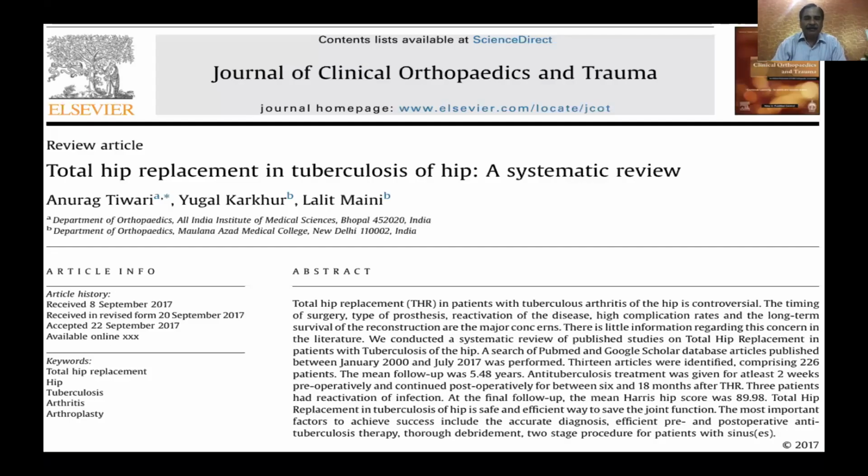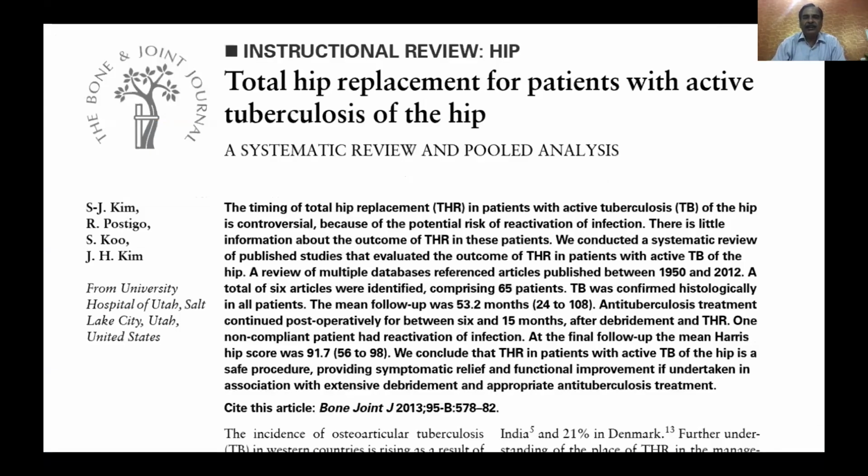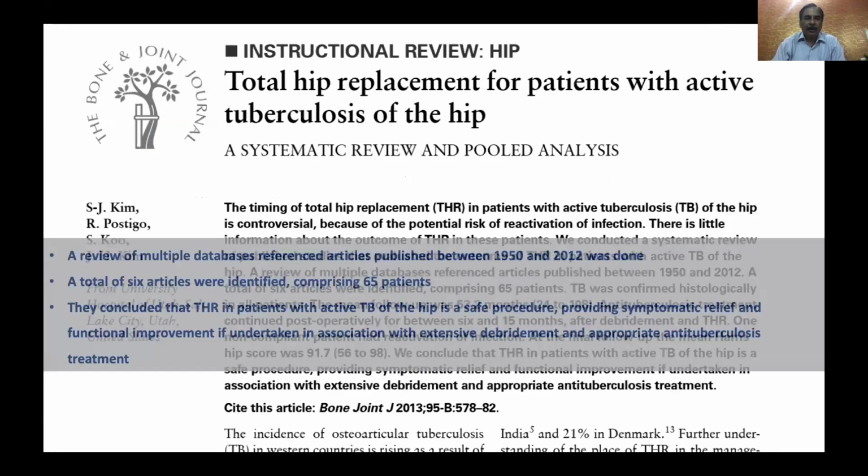This is a paper, a systematic review, which has said that it can be done safely, but and gives you the technical details. You should go through it. And this is a paper which talks about total hip replacement in acute tuberculosis from Korea.